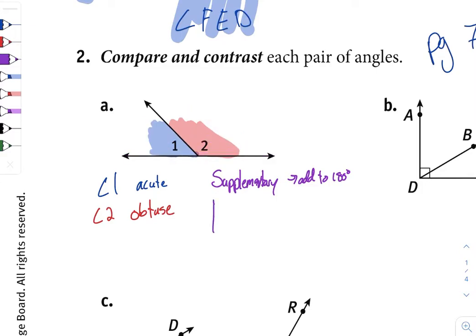And they are also a linear pair because they're supplementary and adjacent. So linear pair basically means supplementary and adjacent. So in this case, a little more specific than being supplementary is that they are a linear pair.